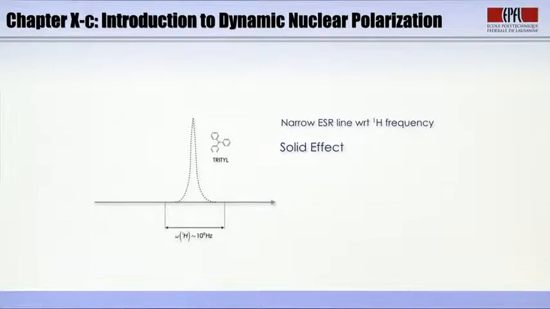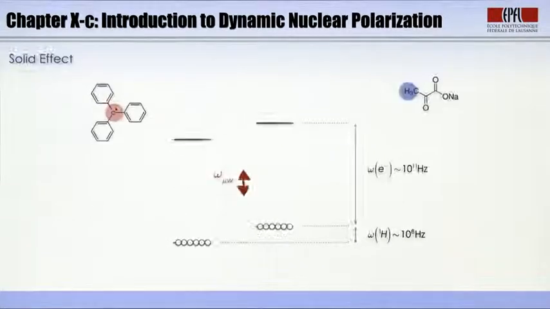So let's start with the simple case of a narrow ESR line of very dilute radicals that don't have much dipolar couplings between each other. This is most likely to yield what we call the solid effect. So in order to understand what the solid effect is about, let's consider an electron spin with the narrow ESR line, here the trityl radical, coupled to a proton of a pyruvate molecule.